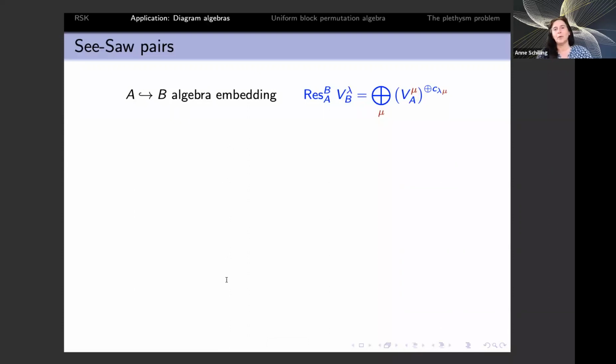Okay, so what they state in their book is the following. Suppose you have two algebras A and B, and A is a subalgebra of B. Then you can look at an irreducible representation of B, and you can look at the restriction of this when you restrict to the subalgebra A. If you do that, then your irreducible representation will decompose into irreducibles for the subalgebra A, and each irreducible will come with a certain multiplicity, which I here denote by c_{λμ}.